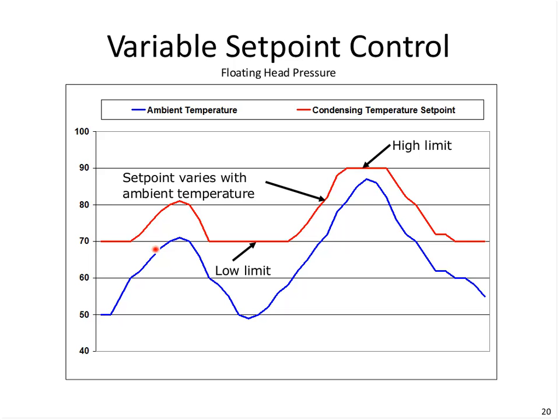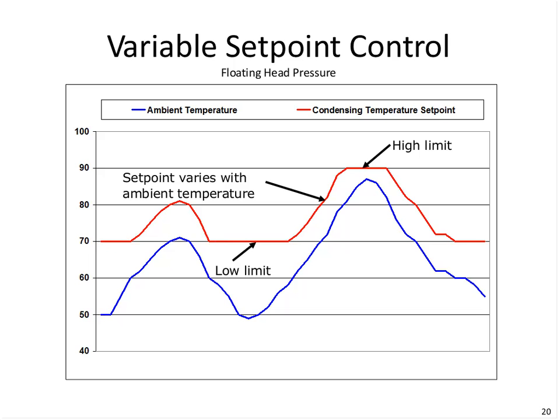In this example, we're showing that at 70 degrees Fahrenheit. That's because of the low limit that this compressor would have for its oil separation. So even though we might have a condensing set point at 60 degrees, we're going to say our low limit here will be 70 degree condensing, and that's due to a compressor limitation.